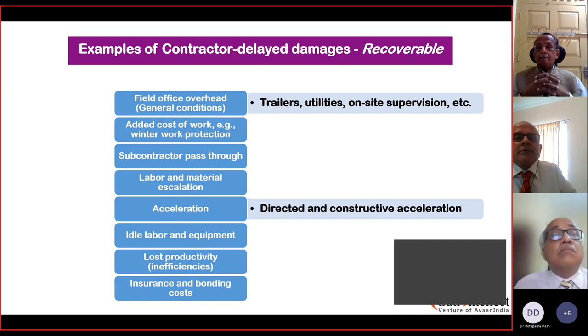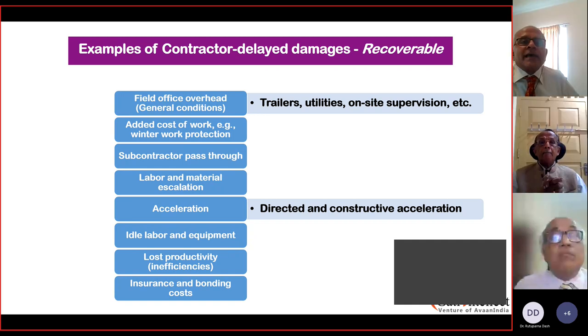Recoverable. So, I'll take this one. Some of the examples of contractor delay damages that are recoverable are the field office overheads.